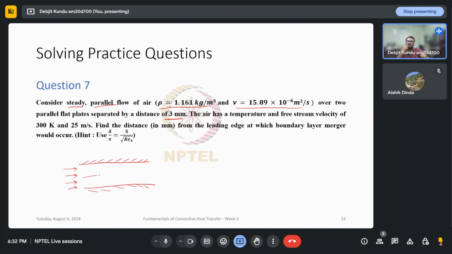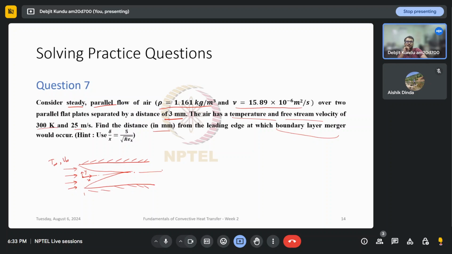So essentially what will happen is that my boundary layer will grow from this side, it will grow from this side and meet at some distance, right? So the air has a temperature and a free stream velocity of so much and so much. So both T infinity as well as U infinity are given. Find the distance in millimeter from the leading edge. So this is the leading edge. I'll call this my origin. X starts from here and this is Y. So find the distance in millimeter from the leading edge at which the boundary layer merger would occur.